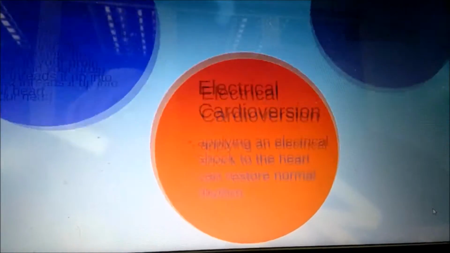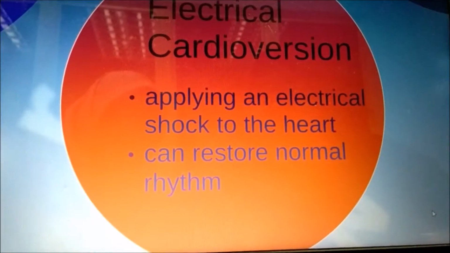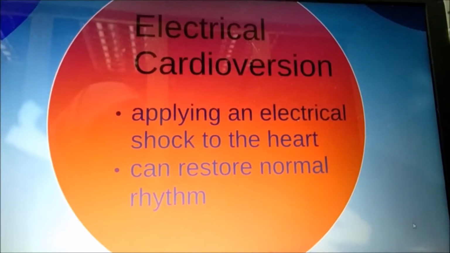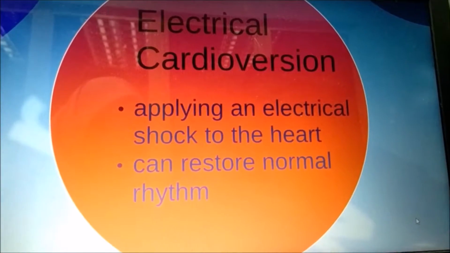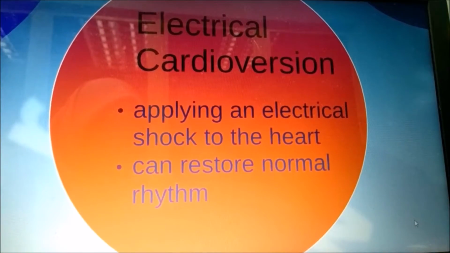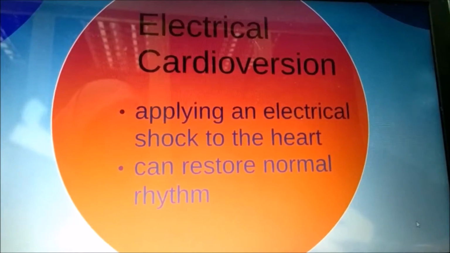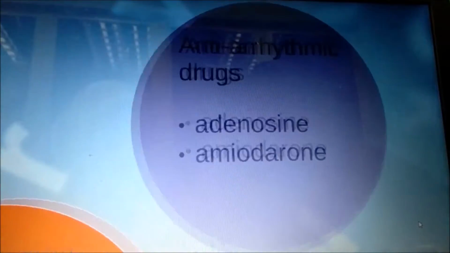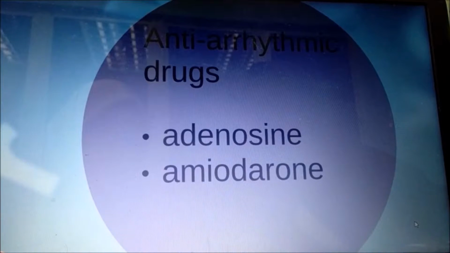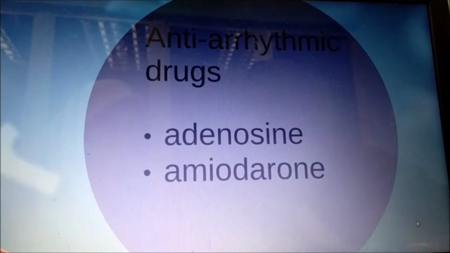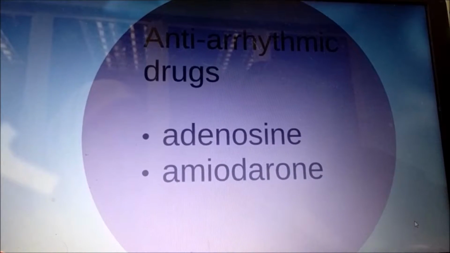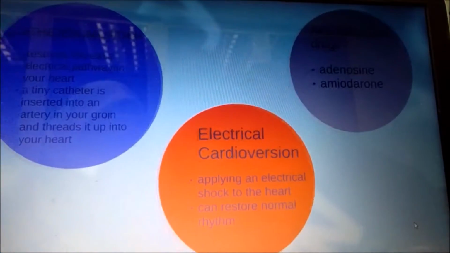Okay, the next treatment is electrical cardioversion. This treatment applies an electrical shock to the heart. It can restore normal rhythm. Okay, next, anti-arrhythmic drugs. There are two types of drugs used in this disease, adenosine and amiodarone.